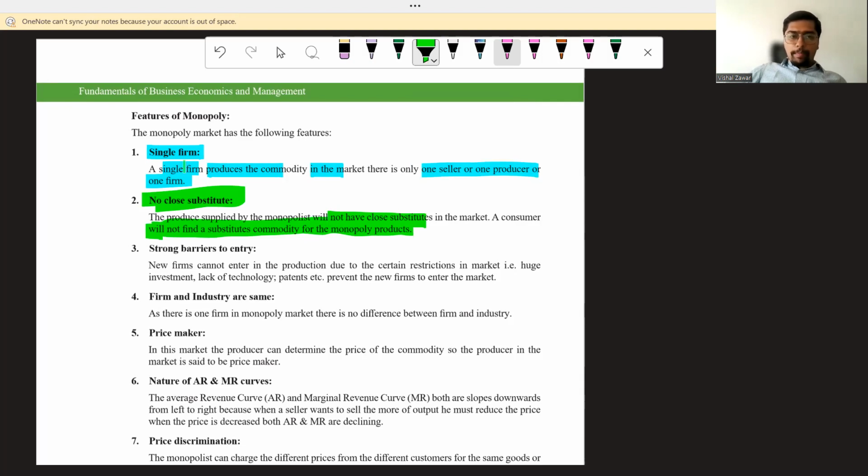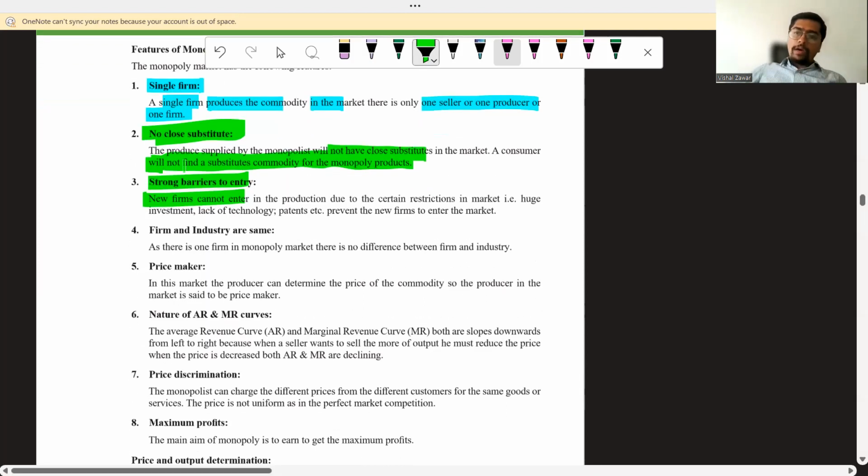Okay. Strong barriers to entry. New firms cannot enter due to certain restrictions in the market. That is huge investment. I told you that if you want to break that market, you need to come up with huge investments because you need to do heavy marketing, heavy research. A lack of technology, patents, etc., which prevent the new firms to enter into the markets.